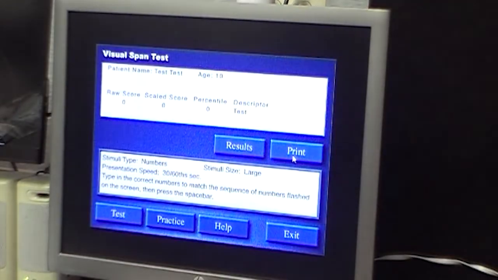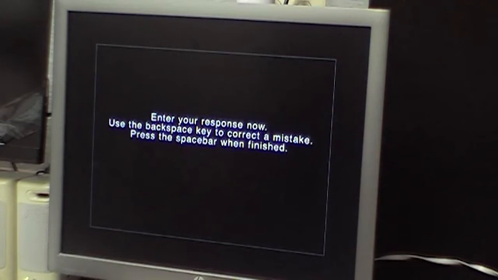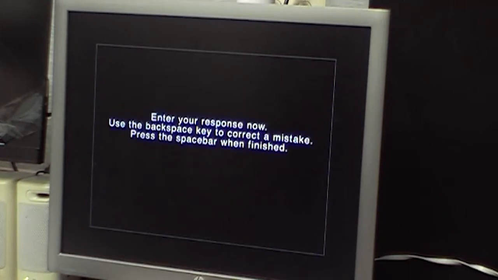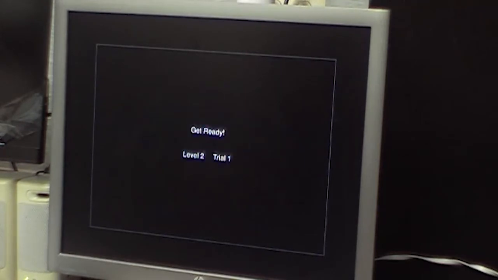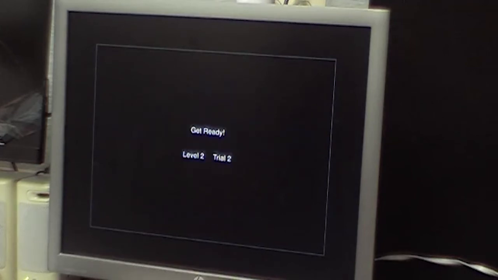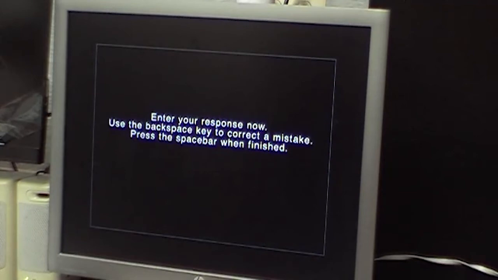In visual span, that test is a little bit different. What it's doing here is looking at one number and then a second number and then a third. You'll see what I mean in just a moment. You can see now there's just one number. And now you can see that there's a sequence of numbers. First the first number shown, and then the second number. And you have to have that picture in your head and put those 2 together.